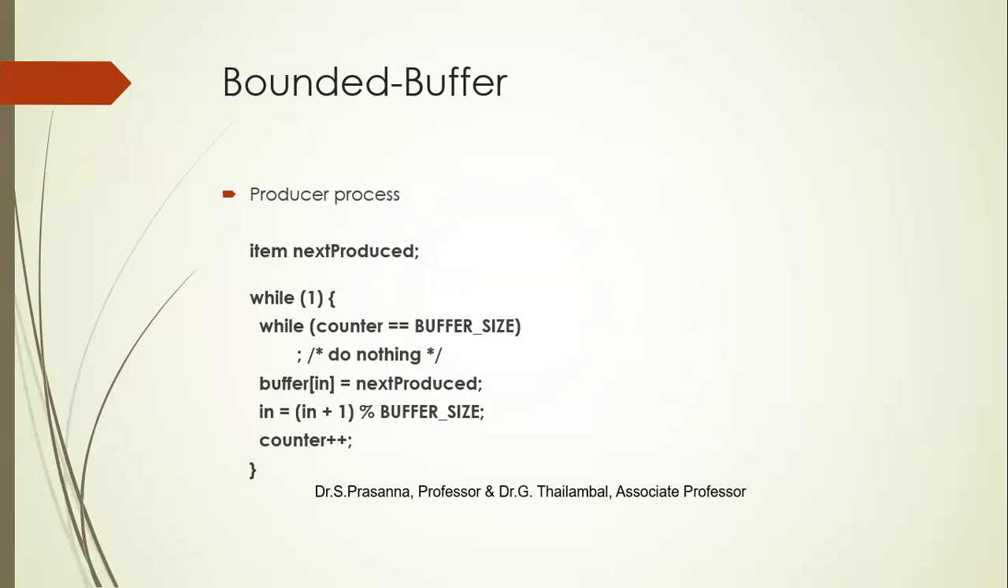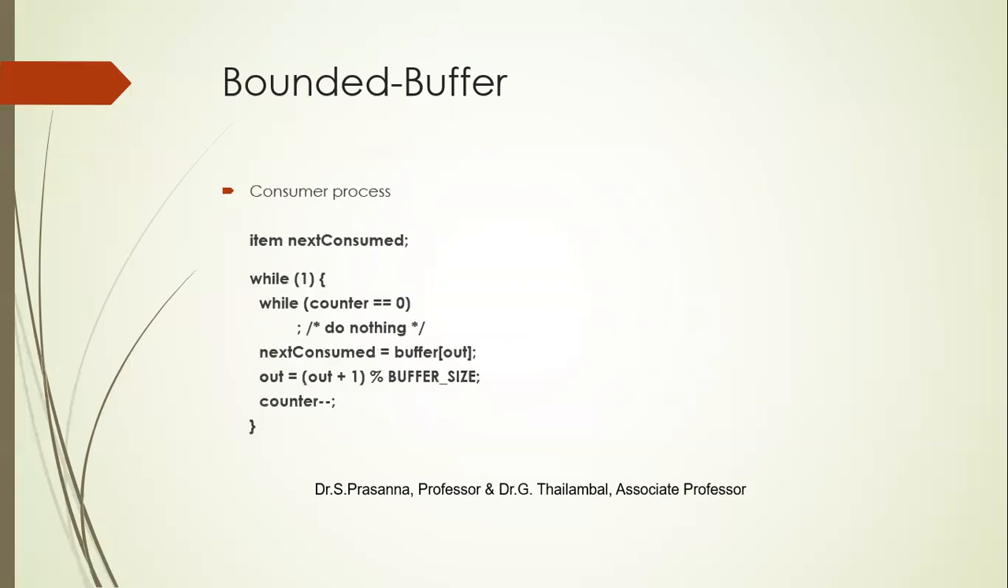So buffer of in equal to next produced means the next produced item will be stored in the buffer array. Then in will be incremented, so the pointer will point in memory to the next position. For that, we increment in equal to in plus 1. in is the variable used in the producer process, because the producer produces the item and places it in the buffer. Only then can the consumer consume the item from the buffer. So the producer process uses the variable in, and the counter is incremented.